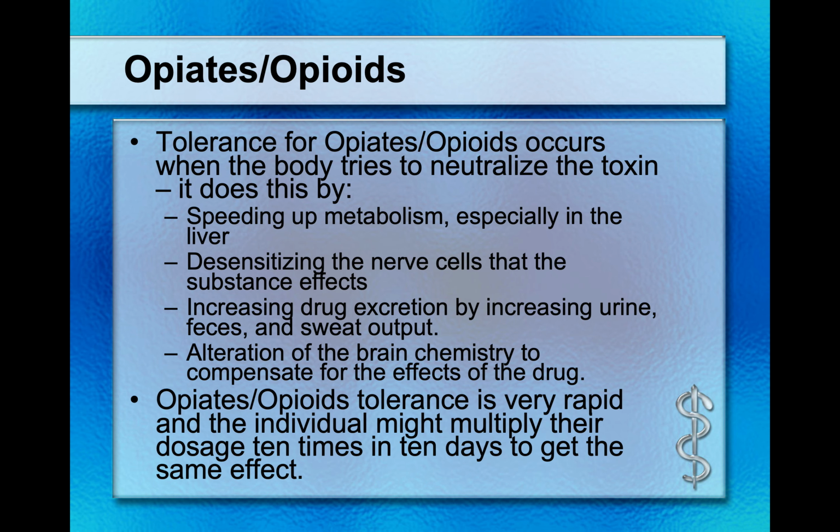Tolerance of opiates, opioids occurs when the body tries to neutralize the toxin. It does this by speeding up metabolism, especially in the liver, desensitizing the nerve cells that the substance affects, increasing drug excretion by increasing urine, feces, and sweat output, alteration of the brain chemistry to compensate for the effects of the drug. And these are the side effects. This is when somebody is trying to get off opiates and opioids, this is what happens to them.